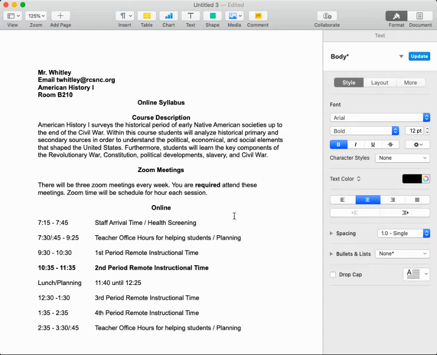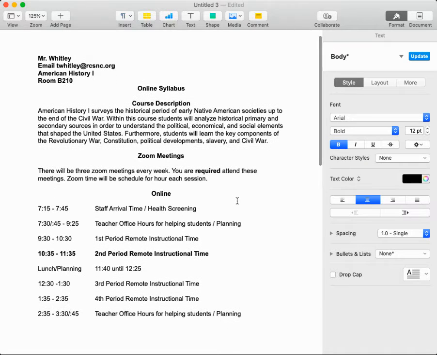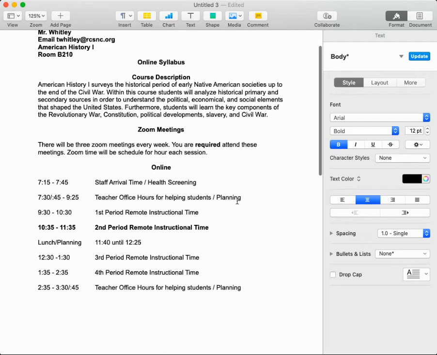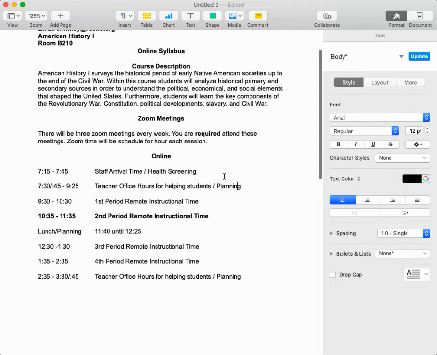Moving on down, we have Zoom meetings. So there will be a Zoom meeting every week, and you are required to attend those meetings. An hour will be scheduled for each session. And so I have the online schedule. This is what we'll be following the first 3 weeks of school. So you guys have me for second period, so I put that in bold here. From 10:35 to 11:35, that is our time slot for Zoom meetings.